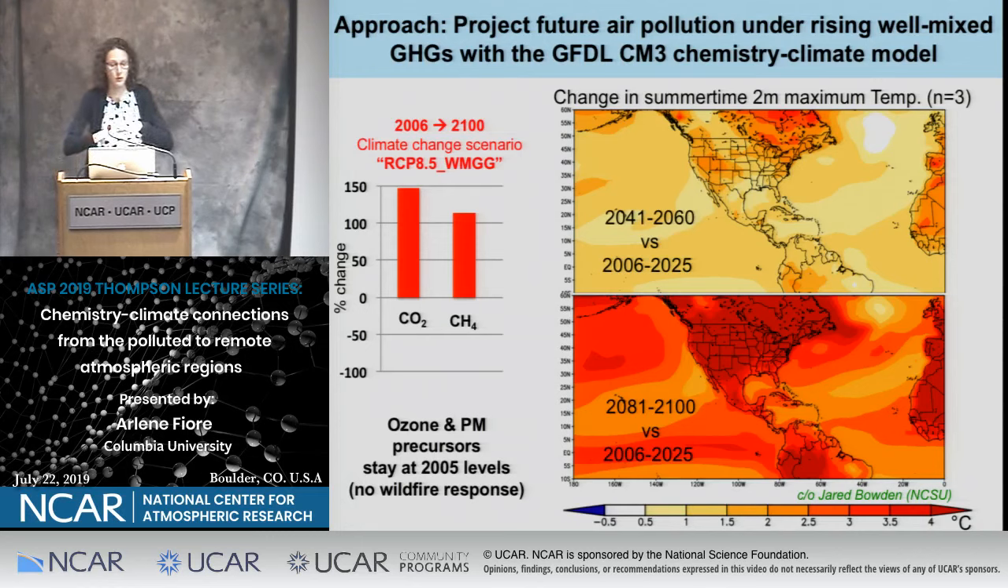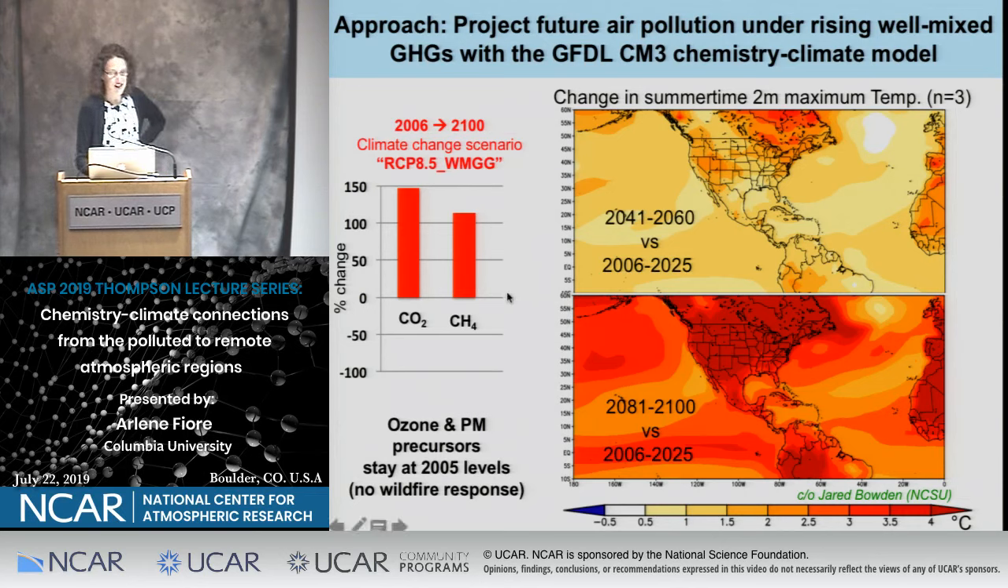Okay, so we're calling it RCP 8.5 underscore well-mixed greenhouse gases, because only the well-mixed greenhouse gases are changing. In this scenario, by the end of the century, CO2 is increasing almost by 150%. Methane is more than doubling. An important caveat to this is that we don't have any feedbacks in terms of wildfires changing because climate is changing. And actually, BVOCs are held constant, and soil NOx is held constant. Lightning does respond to meteorology, as does DMS, for those that want the details.